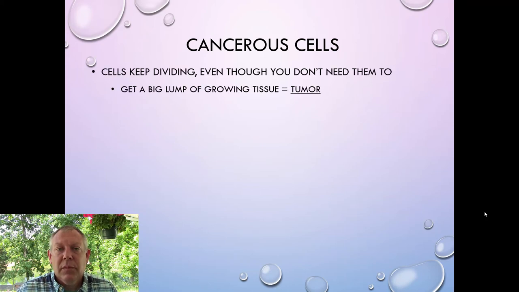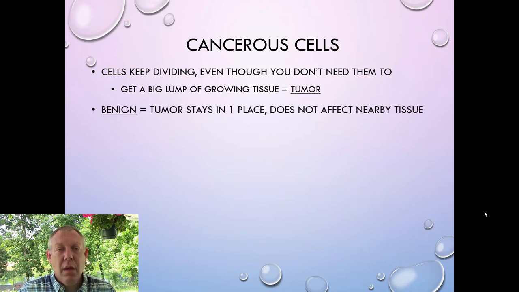And so again, cancer is when the cells get stuck in mitosis. They keep dividing even though you don't need them to. And so what happens is you get a big lump of tissue. And that's what a tumor is, a big lump of tissue that comes from unstopped, unchecked cellular division.